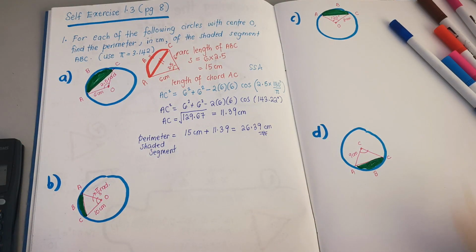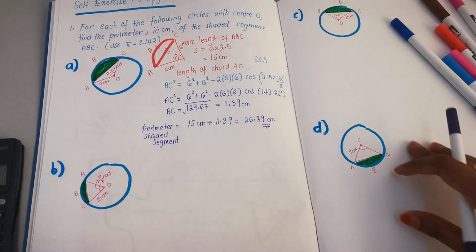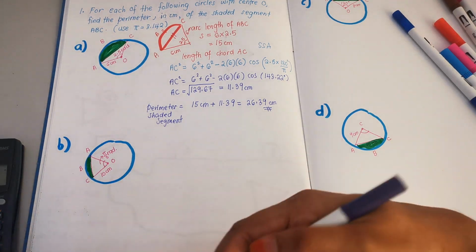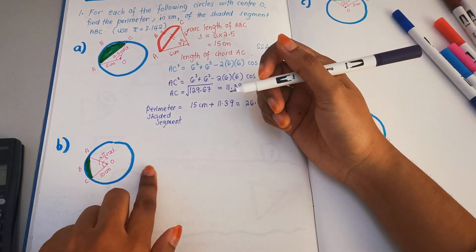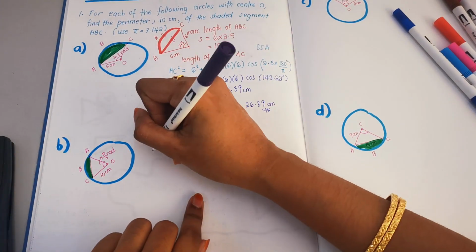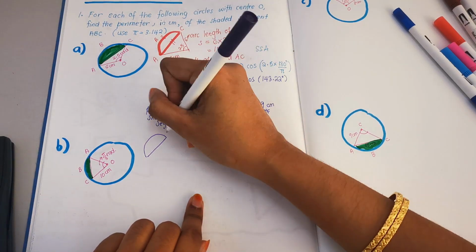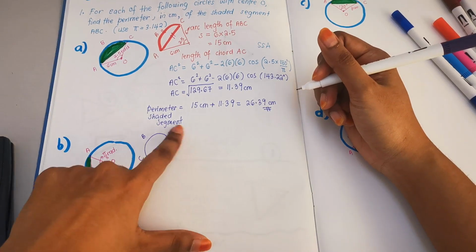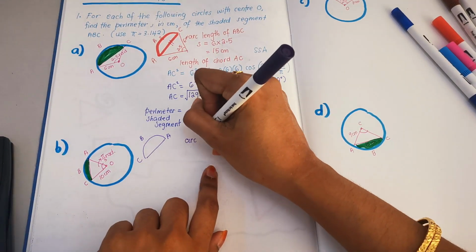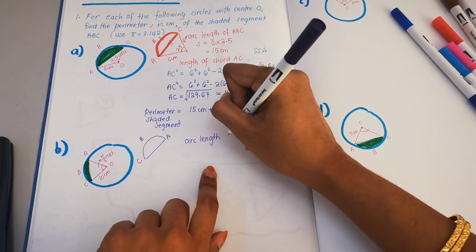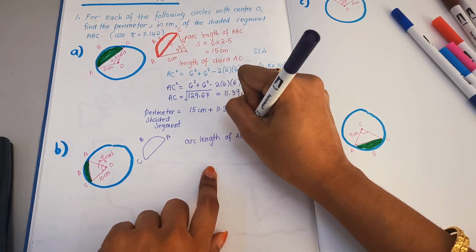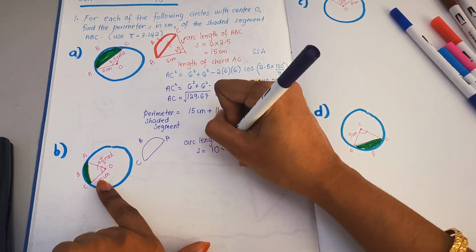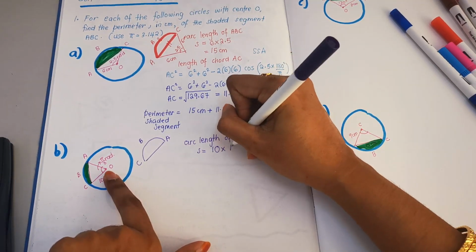Now let's look at B. B is similar. First let's find the arc length of ABC. So this is A, this is B, this is C. So let's find the arc length of ABC. S equals r theta. The radius r is 10. Theta is pi over 3.